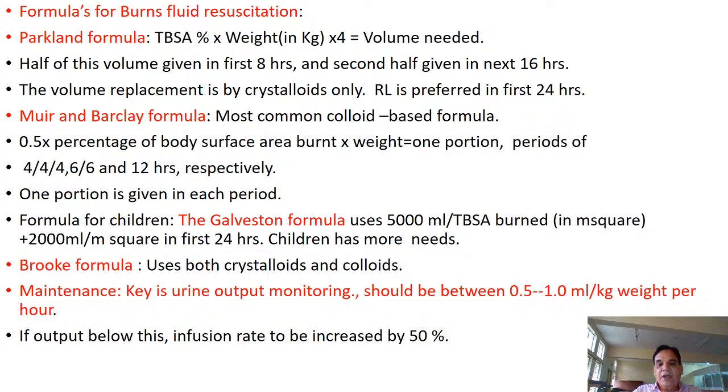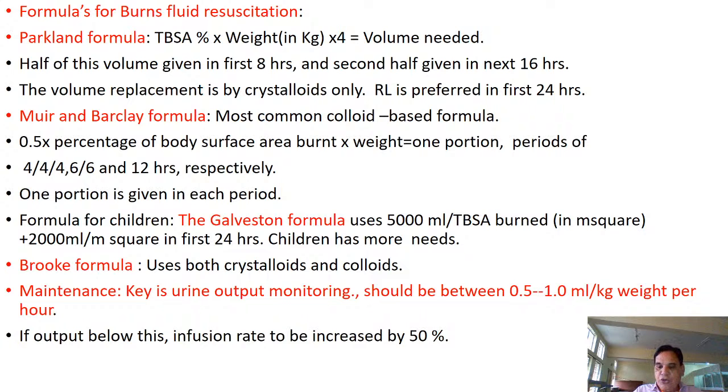For children, they call it the Galveston formula, where 5000 ml per meter square of TBSA burn is given, plus 2000 ml per meter square in the first 24 hours. Because children need more fluids, but the Galveston formula is not commonly followed. The Brooke formula uses both crystalloid and colloid. But the key here is maintenance and monitoring of urine output.